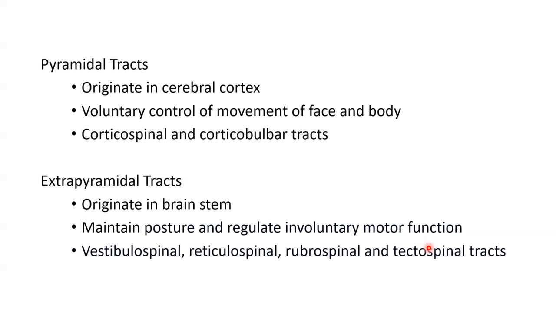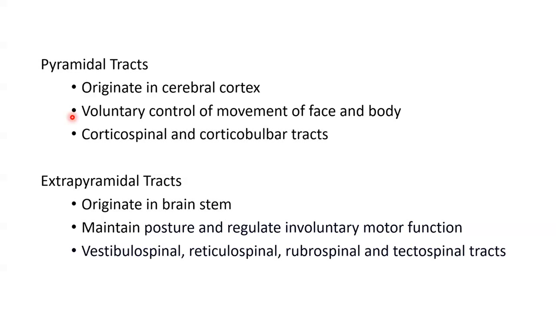Now, our somatic motor pathways can be further divided into what we call pyramidal and extrapyramidal tracts, also called our direct pathways and our indirect pathways. So our pyramidal tracts originate in the cerebral cortex, and they carry motor fibres to the brainstem and the spinal cord. They are responsible for the voluntary control of our skeletal muscles, of the body and the face.